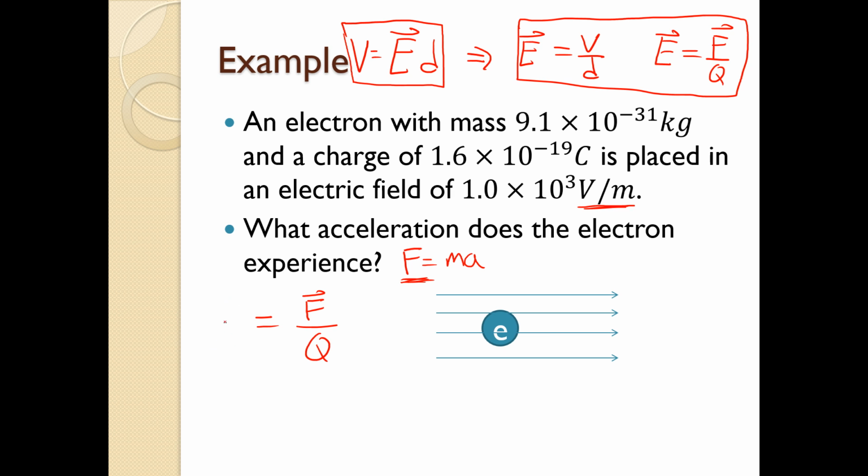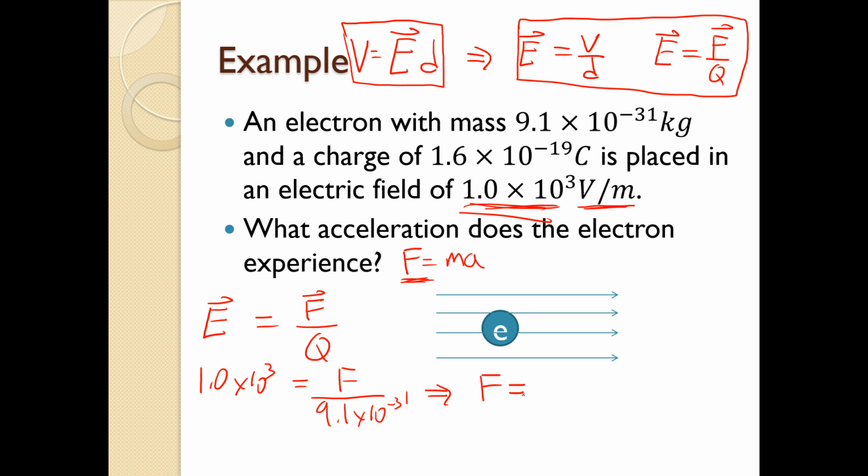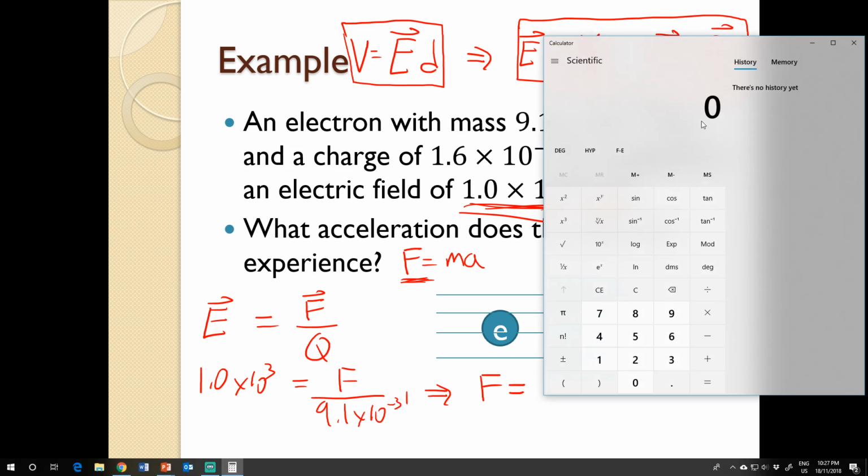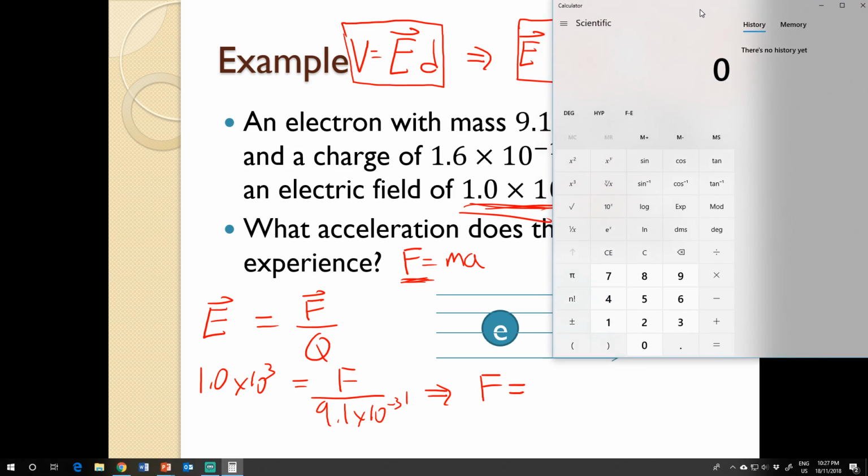Eraser, because I know what my electric field is. It's given to me, and the problem is this. All right, so let's just set that up. 1.0 times 10 to the 3 equals some amount of force divided by the mass of the electron. Oh, my math teachers are going to hate me for this, but that's okay. All right, let's calculate that.